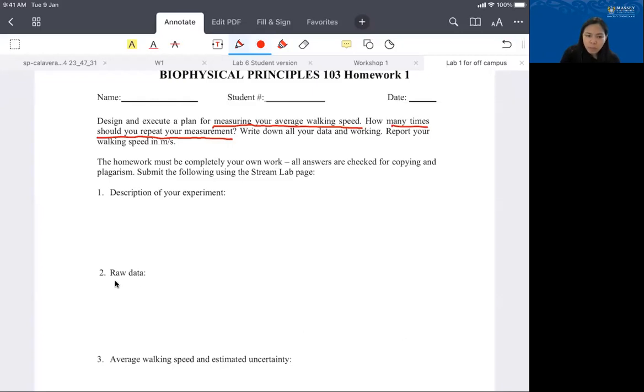So that's where you put your raw data here. In the description of the experiment, it doesn't have to be very long. You can just say, I walked this particular distance. I measured that distance using a tape measure or whatever you use. And then I timed the time it took me to cover this distance using a stopwatch or whatever measurement you use. And that should be okay. That should be sufficient for describing your experiment.